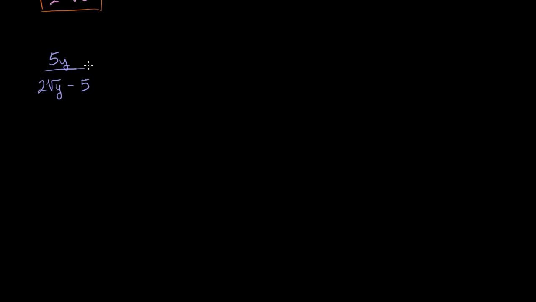So what is this going to be equal to? Well, let's just multiply the numerator and the denominator by 2 square roots of y plus 5 over 2 square roots of y plus 5. This is just 1. We are not changing the number. So let's start with the denominator. The denominator is going to be equal to this squared. It's, once again, just a difference of squares. So it's going to be 2 times the square root of y squared minus 5 squared. If you factor this, you would get 2 square roots of y plus 5 times 2 square roots of y minus 5. This is a difference of squares.